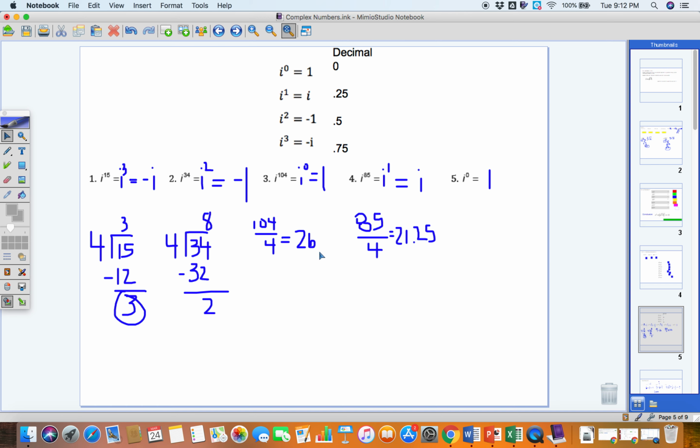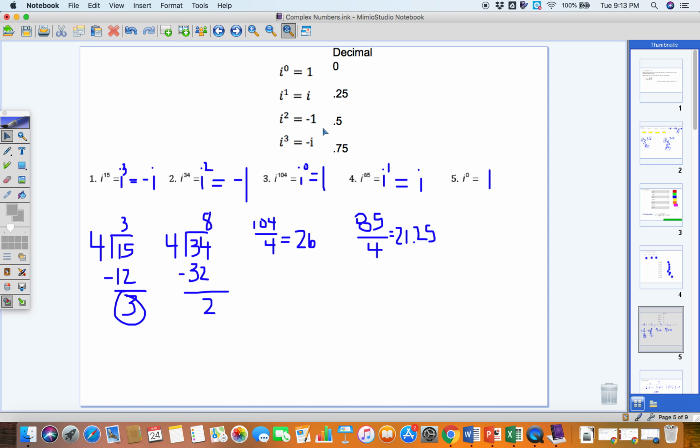Some of you are at this point thinking, Miss Harvey, I haven't done long division since the 3rd grade. And that's valid. So there's also a decimal way that you can do this, which is kind of like a shortcut. So you can use your calculator. If you put the numbers in your calculator, so the exponent divided by 4, and you get no decimal, it is 1. If you get a decimal of 0.25, it is i.